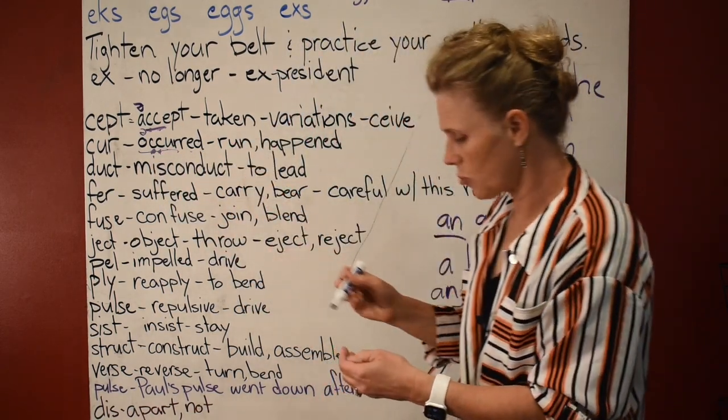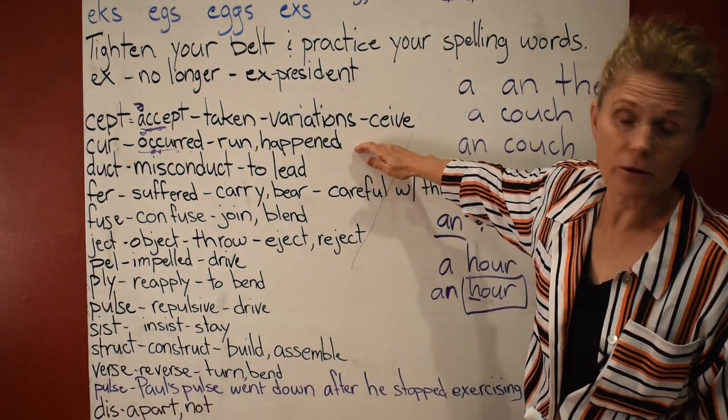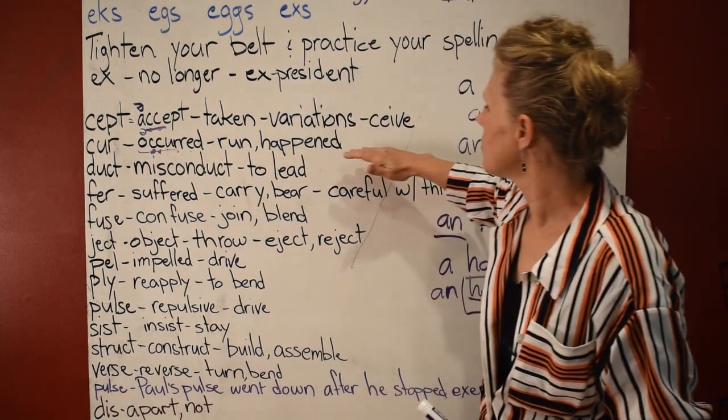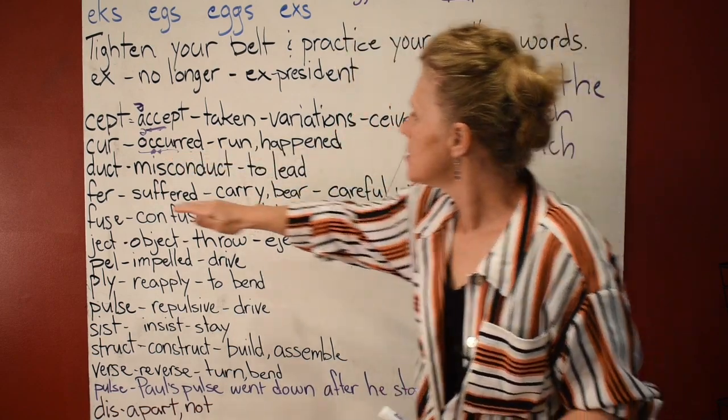So cur means to run, or it means happened. Try to get the meanings down. So when you have, see, like it occurred, well, it happened. Does that make sense?